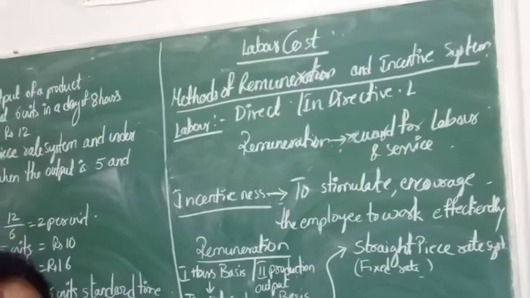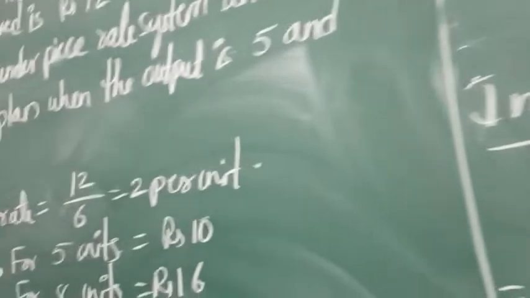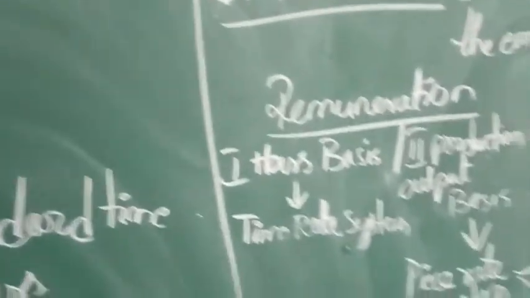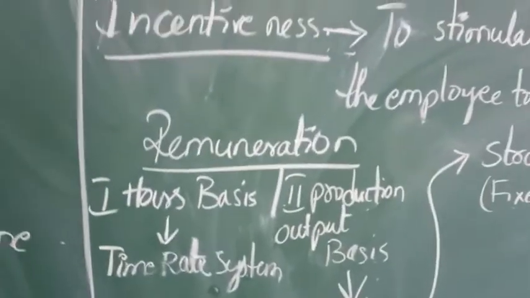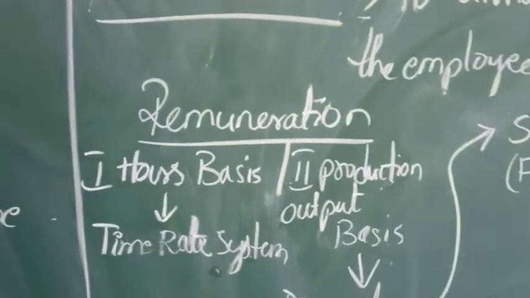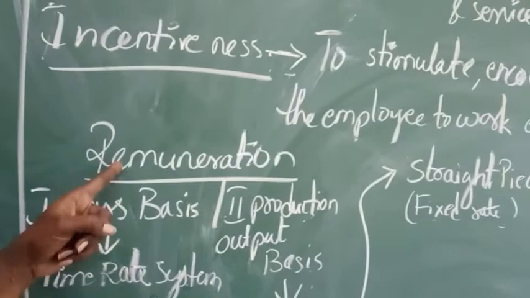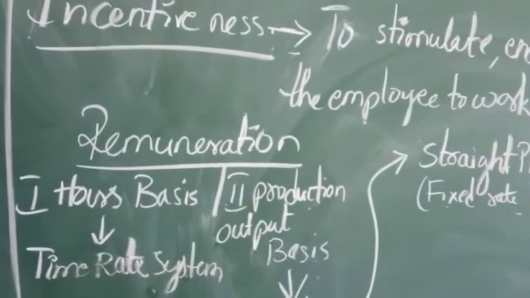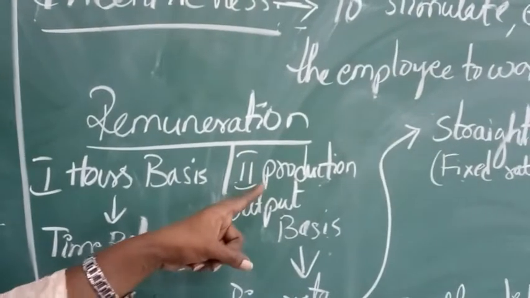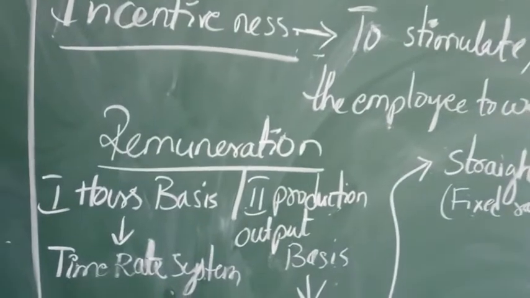You can see, I think you are able to see. So here, remuneration is written of how many types? Two types. The first one is on the hourly basis. The second method is on the production output, or output basis, on which they give the remuneration to the employees.